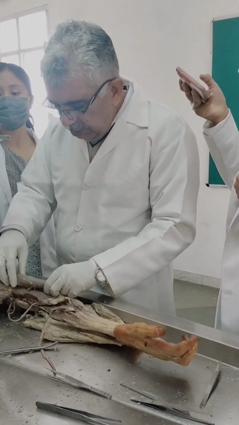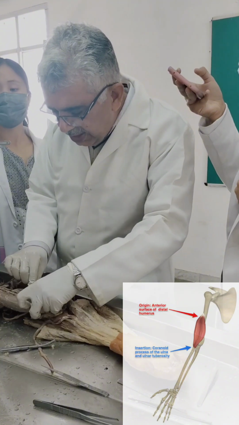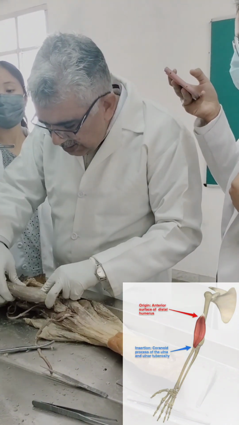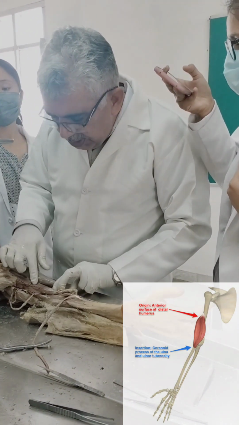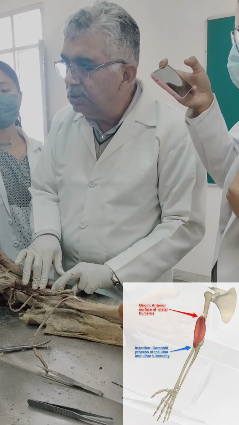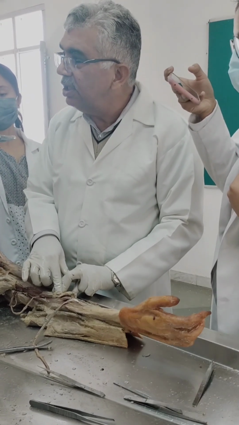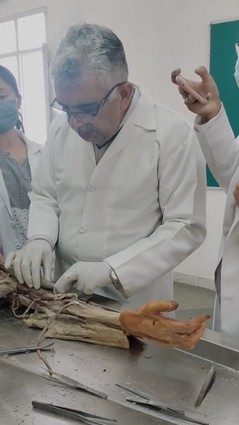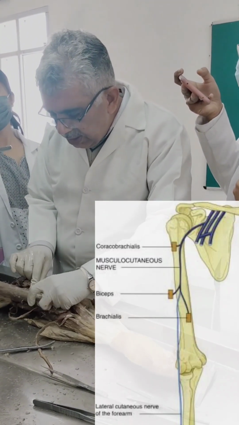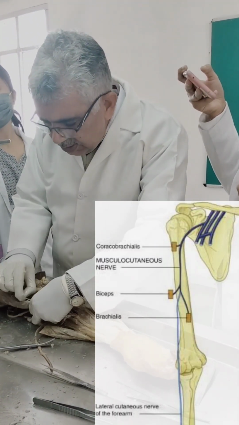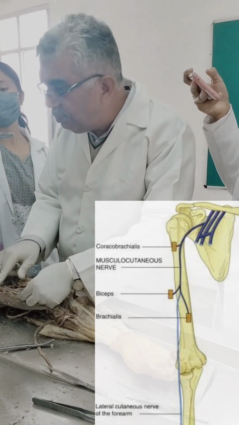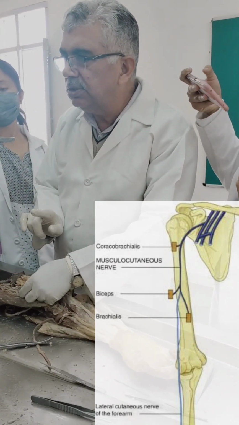Then below you will see the brachialis muscle. Brachialis takes the anterior lateral and anterior medial surfaces, on the distal side. It is inserted on the coronoid process of the ulna on its anterior surface. In between biceps and brachialis, you will see a nerve, the musculocutaneous nerve. It comes after penetrating brachialis.